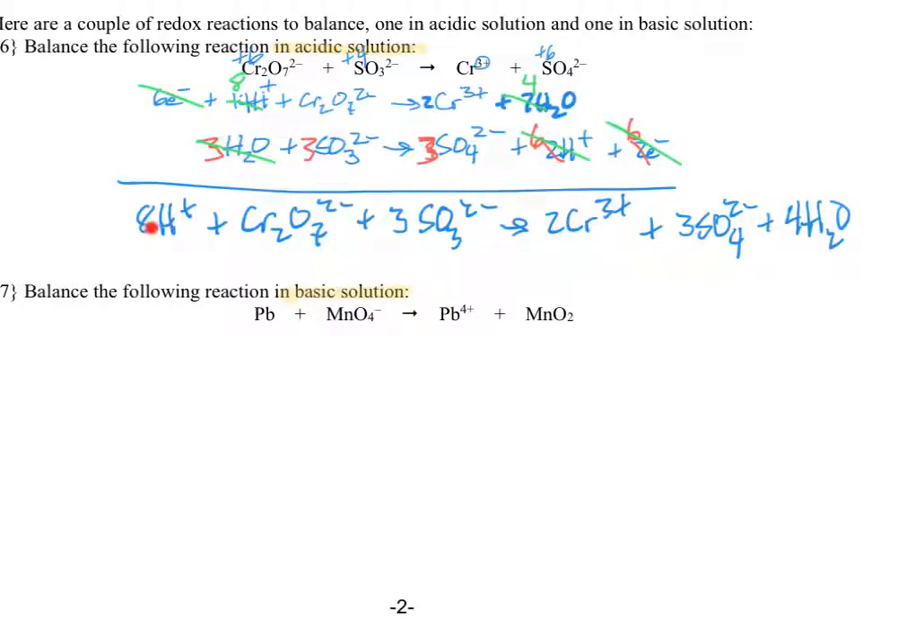Let's count the hydrogens. 8 hydrogens, 4 times 2 is 8 hydrogens. 2 chromiums, 2 chromiums. 7 plus 9 is 16 oxygens on the left. I have 12 oxygens plus 4 more is 16 oxygens on the right. 3 sulfurs, 3 sulfurs. So I know absolutely positively for sure that this reaction is fully balanced and ready to go. All right, so always check your work at the end.